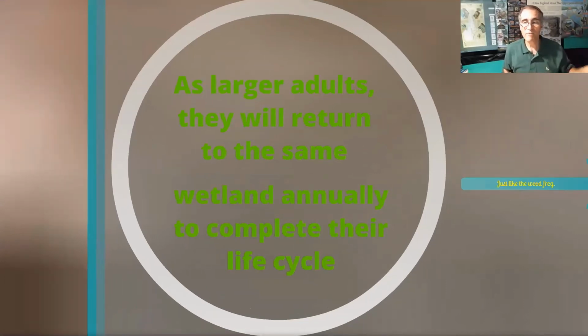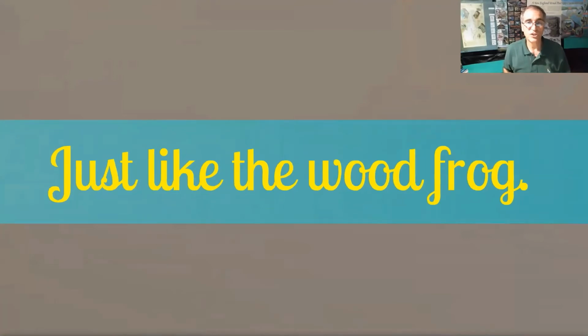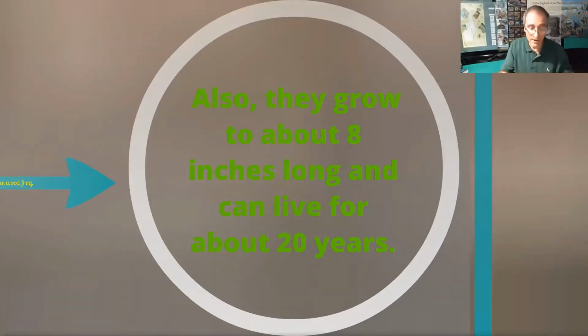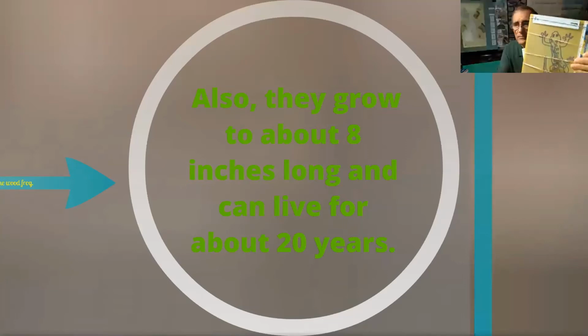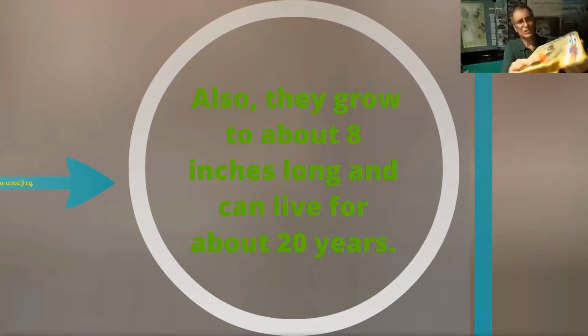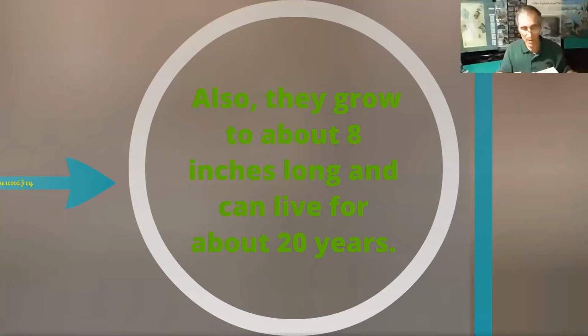Now they come back every year, just like the wood frog. They can grow to be about 8 inches. I used to have one of these. That's 6 inches. This is a ruler right here. So the bottom of this, 8 inches. That's pretty big. And they can live about 20 years.